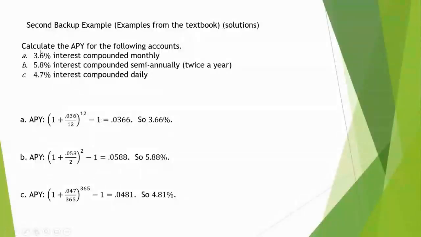In the first one here, your R is 3.6%. So I converted it to a decimal by moving the decimal 2 spaces to the left, right? 1 plus that over 12, to the 12, minus 1, okay? And that calculation gives us this number, which is 3.66%. And here it's the same idea, 1 plus this over 2, to the 2, right? Twice a year, N is 2. Of course, your R is different. So we get about 5.88%.